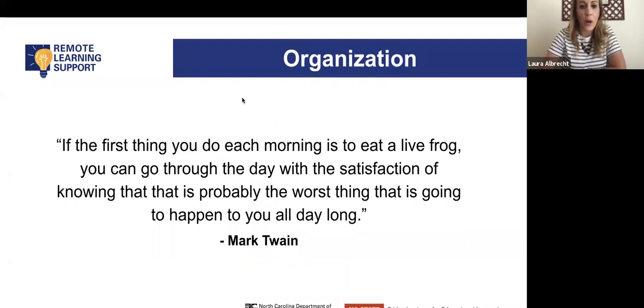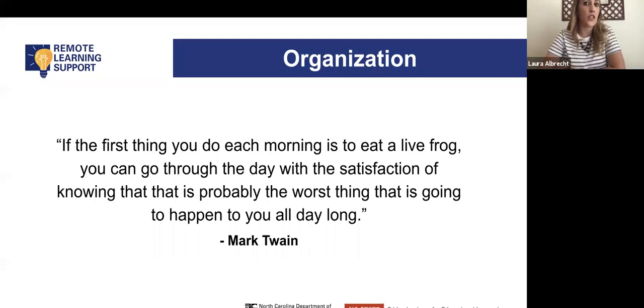This is a quote from Mark Twain. I'll give you a second to read it, but it's funny, but true. So I would have to agree that if I were to eat a live frog, the first thing I do when I wake up in the morning, my day would probably get a lot easier. Cross my fingers at least. So jokes aside, how can we support students to eat the frog?